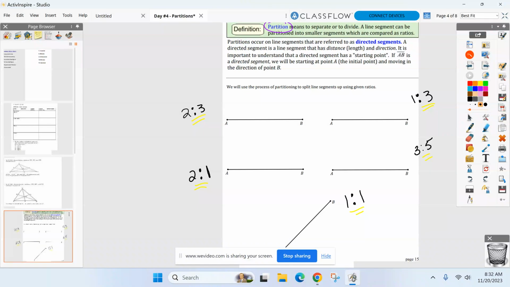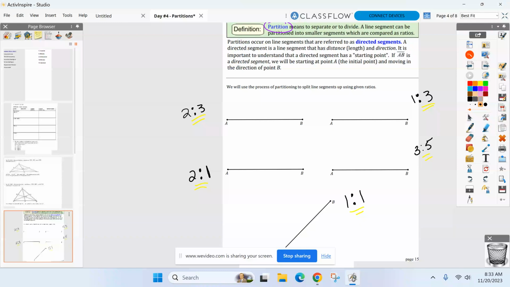So that's what we're going to do with a line segment today, is break it up into smaller pieces. My first line segment up here is line segment AB. I want to find a point on AB that breaks it up into 2 to 3. When I look to the left of the point you find, it's going to be 2 congruent segments. And to the right, it's going to be 3 congruent segments.